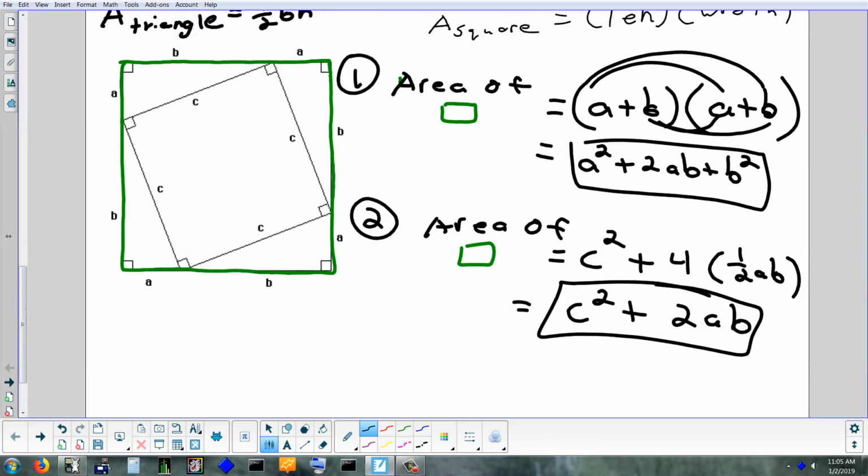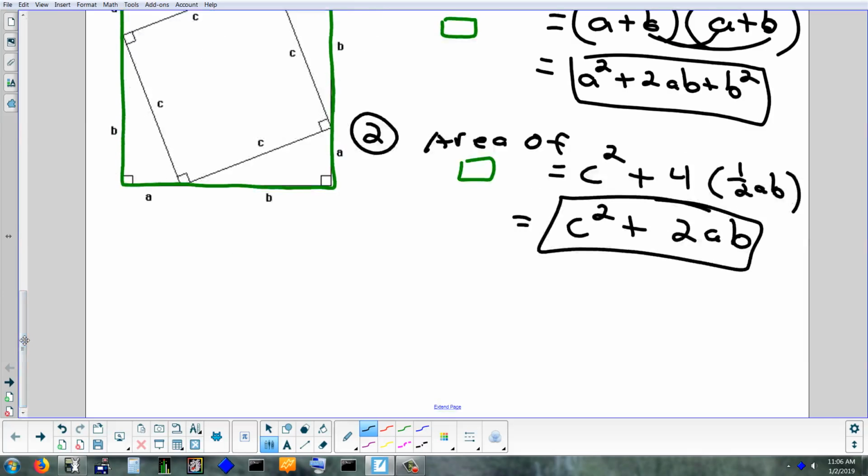So what does that mean about what's in the box for method 1 and the box for method 2? Yeah, they equal each other. If you're finding the area of the same thing two different ways, then what's in box 1 and what's in box 2 is exactly the same. So a squared plus 2ab plus b squared equals c squared plus 2ab.